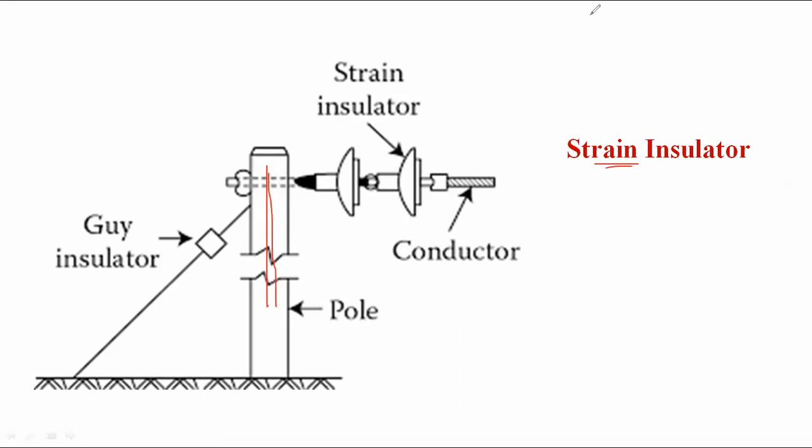Each disc has a capacity of 11 kV, but beyond 11 kV it is economically not satisfactory. This strain type insulator is used only wherever great tension is present, that is a dead zone, a corner or a curved shape.